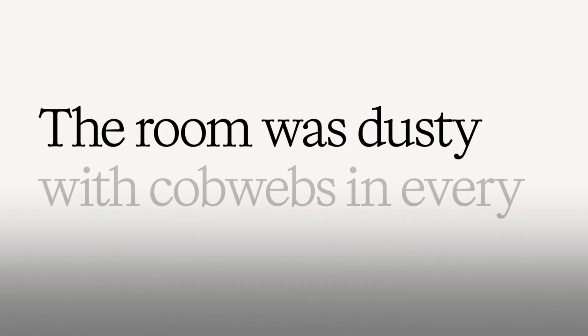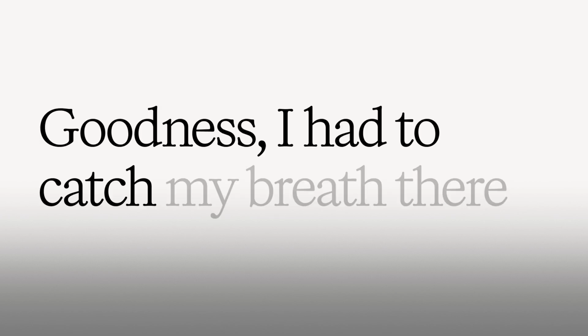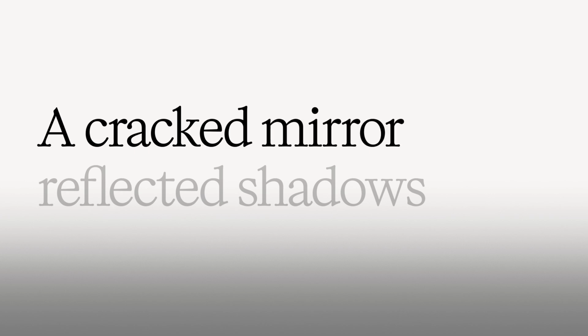Enjoy! So I'll give you an example of an overloaded piece of description in writing. The room was dusty with cobwebs in every corner, faded curtains, a cracked mirror, and piles of yellow books everywhere. Goodness, I had to catch my breath there. How about a balanced piece? Dust floated in the pale sunlight streaming through faded curtains. A cracked mirror reflected shadows on the wall.